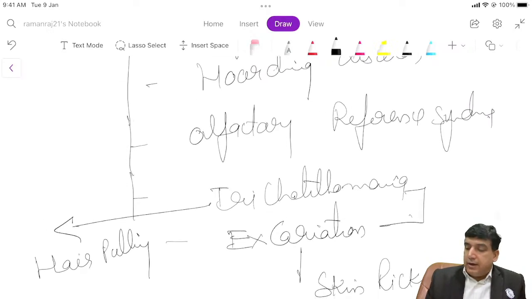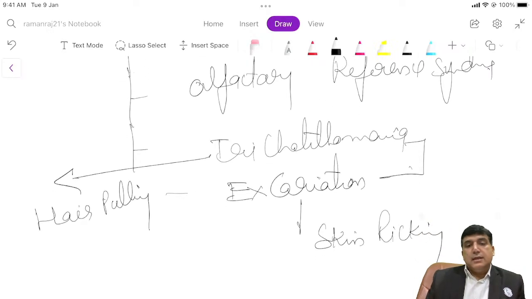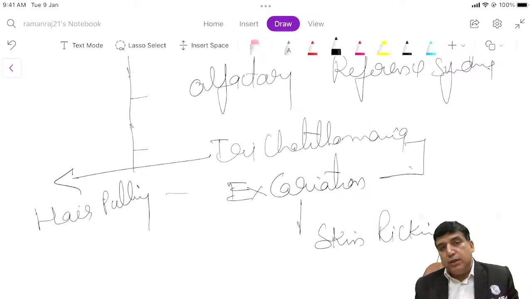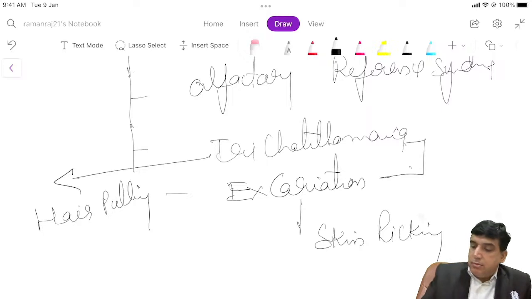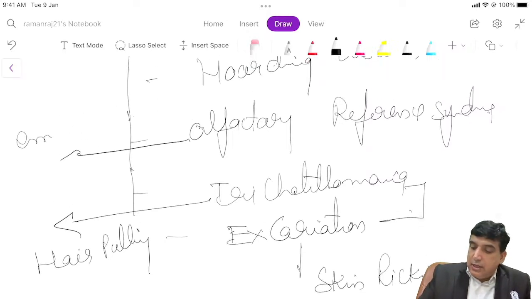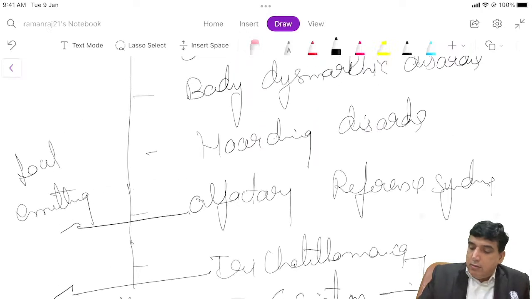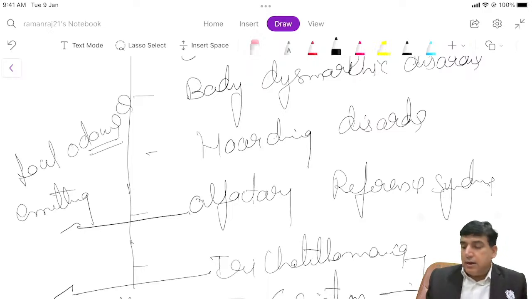Okay, olfactory reference syndrome. In olfactory reference syndrome, the person thinks that he is emitting some foul odor, that there is a bad smell coming from his body. The person thinks that he or she is emitting a foul odor from his or her body.